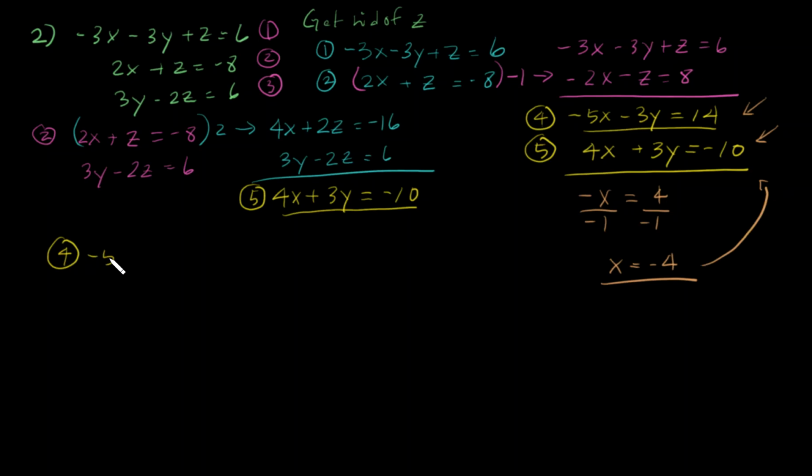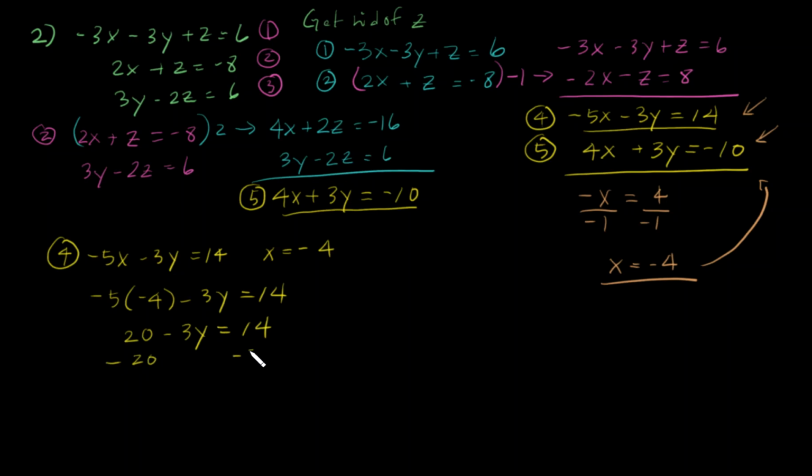Okay, so I'm going to use equation number 4. And that is a negative 5x minus 3y equals 14. And we're going to substitute x equals negative 4. And so that gives me a negative 5 times a negative 4 minus 3y equals 14. And that right there is 20 minus 3y equals 14. Subtract 20 on both sides. So you end up with a negative 3y equals negative 6. Divide both sides by a negative 3. So y equals 2.